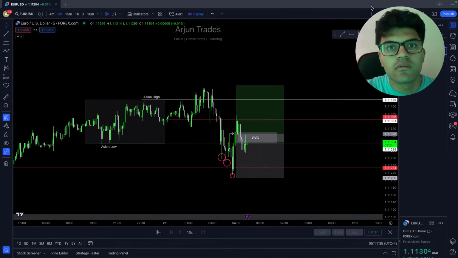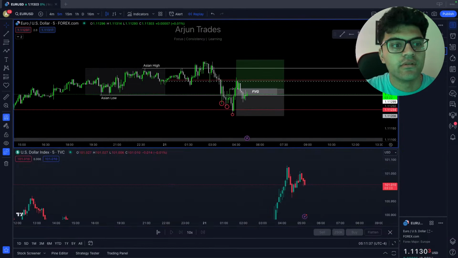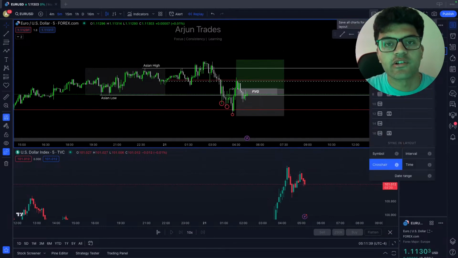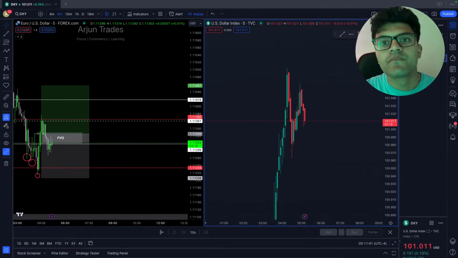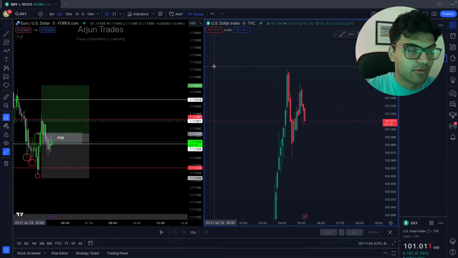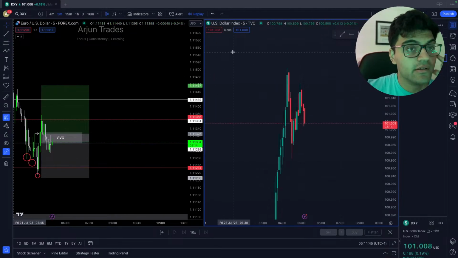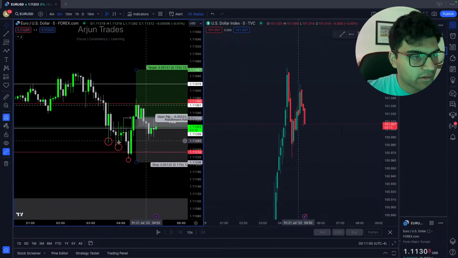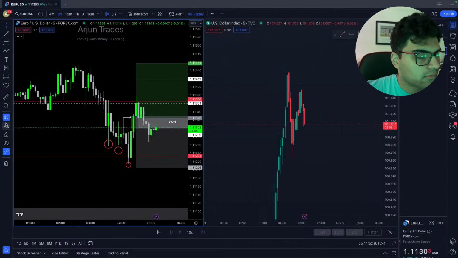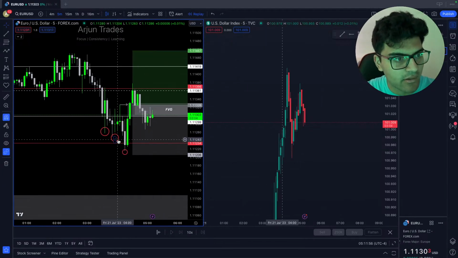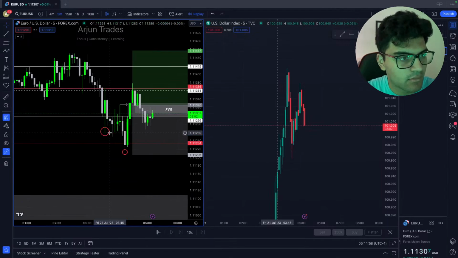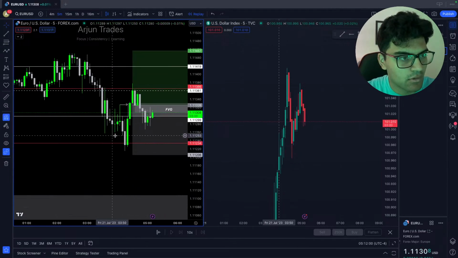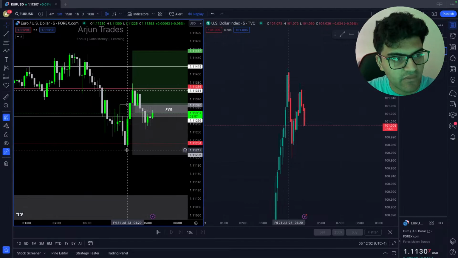So if I split the screen, which I'll do the other way so I can actually see. Okay, so we have the dollar DXY right here, on the 5 minute. So look at this. We have a low right there. I'll delete this. We have a low right here, and then we have another low there.